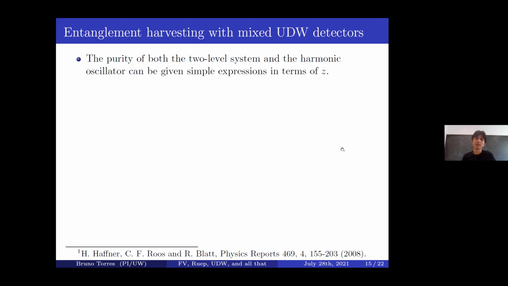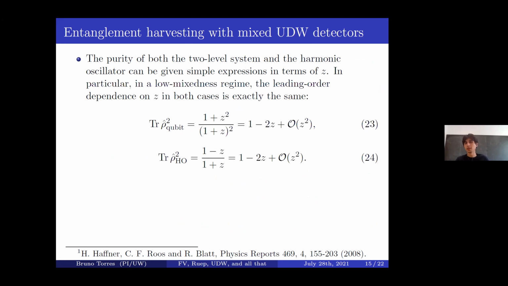And the interesting thing here is that in both cases, the purity of the two-level system and the harmonic oscillator has simple expressions in terms of Z, right? So we will be mainly interested in a low mixedness regime because that's the situation where we expect that the usual conclusions from entanglement harvesting with initially pure detectors will hold. And in this regime, the dependence of the purity on this Boltzmann factor is precisely the same, right? So it's 1 minus 2Z in both cases. Of course, it deviates if you go to higher powers, but we're going to be interested just in the first order in Z.